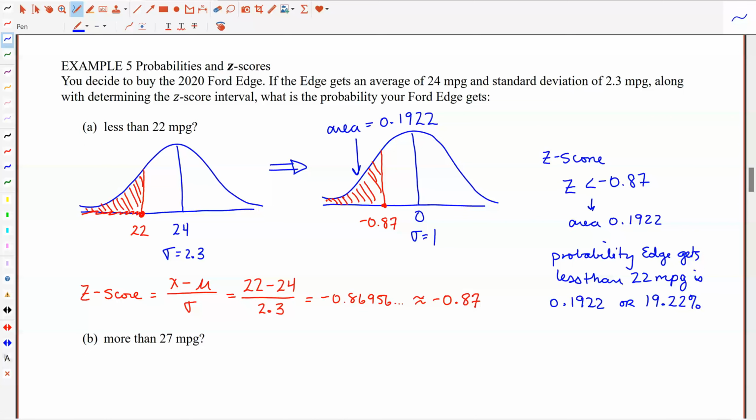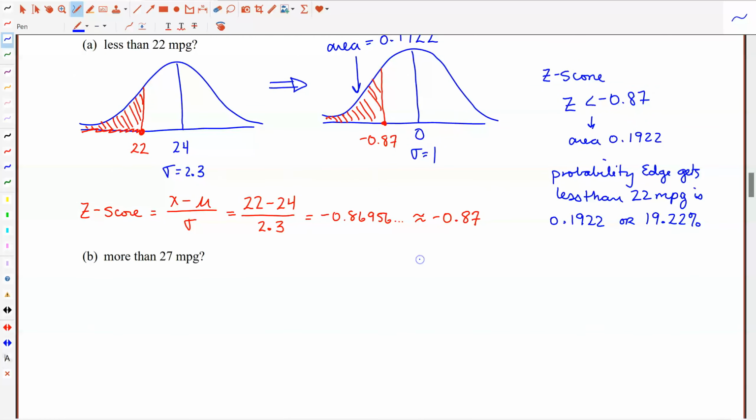Alright, so what we did there is we took our data value, we turned it into a z-score, and then we made sure we were paying attention to, with respect to that z-score, what areas I was trying to find, and then we used our tables to find that area, and then that answered our original question.